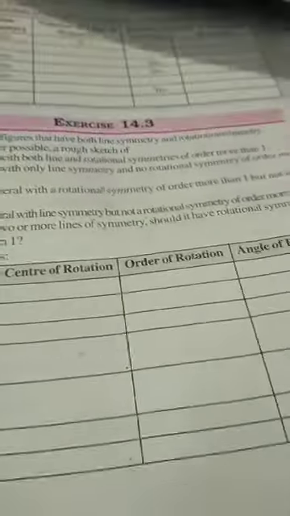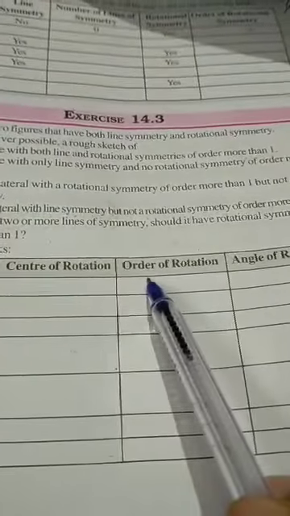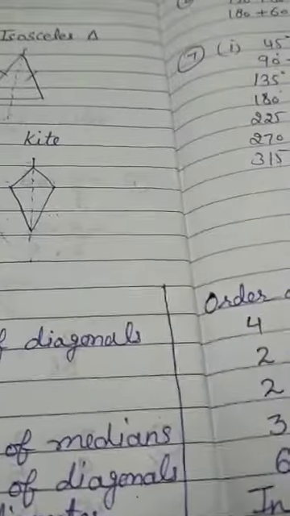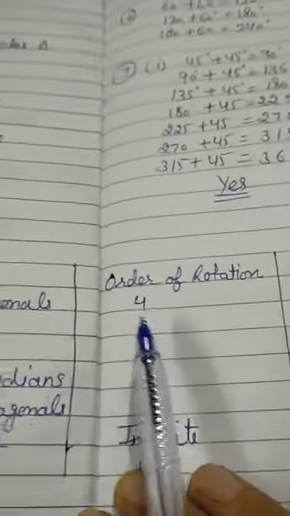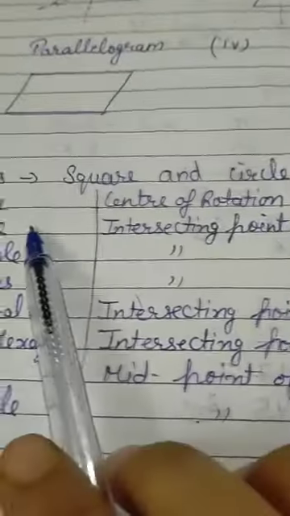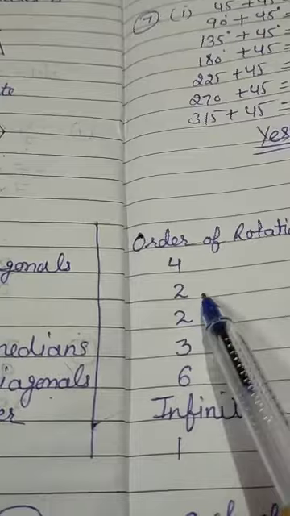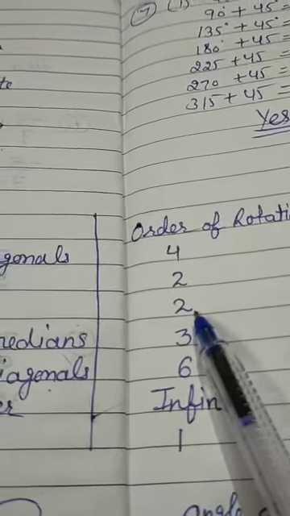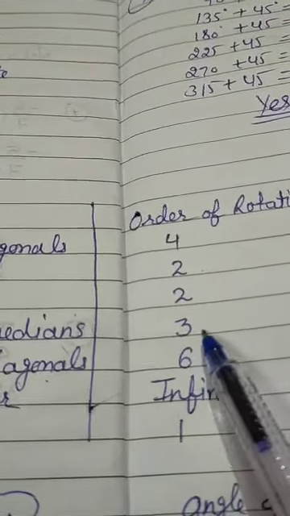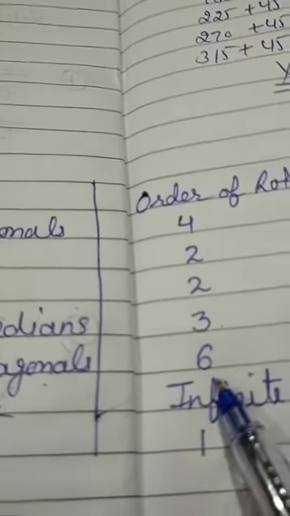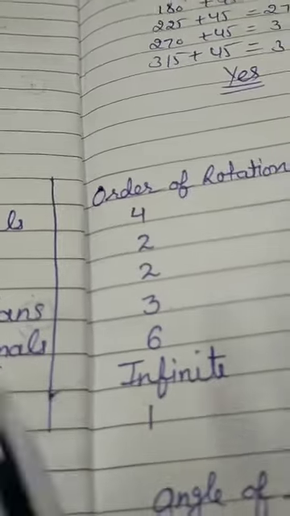Now in the next column to fill up is the order of rotation. You have to tell the order of rotation. We did these orders of rotation in exercise 14.2. Square. What is the order of rotation of a square? That is 4. Order of rotation of a rectangle, 2. Order of rotation of a rhombus, 2. Order of rotation of an equilateral triangle, 3. Order of rotation of a regular hexagon, 6. Order of rotation of a circle, infinite.